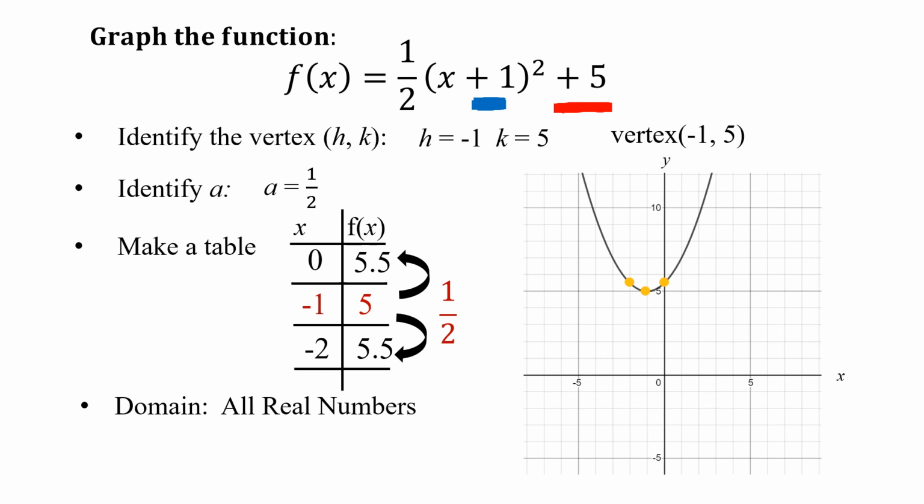The domain will be all real numbers, and the range: 5 is the lowest that graph is going to be. So therefore, all values of y have to be greater than or equal to 5.